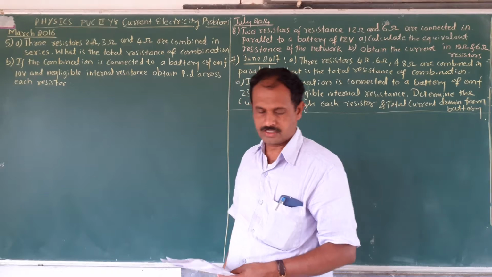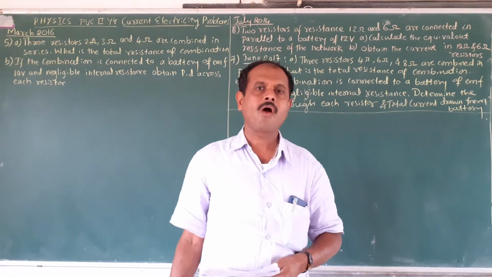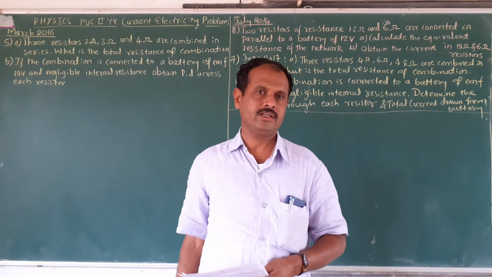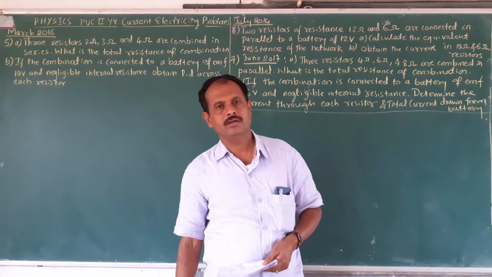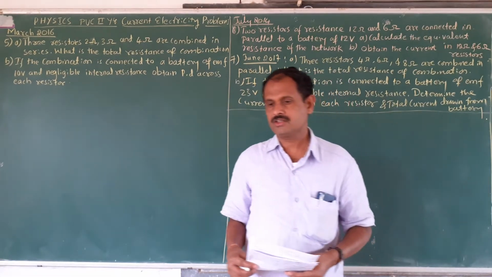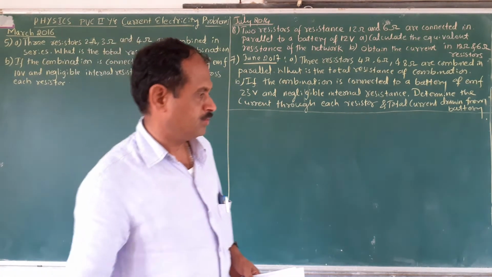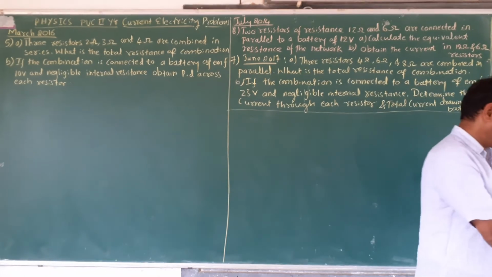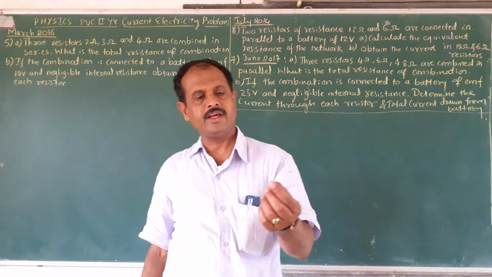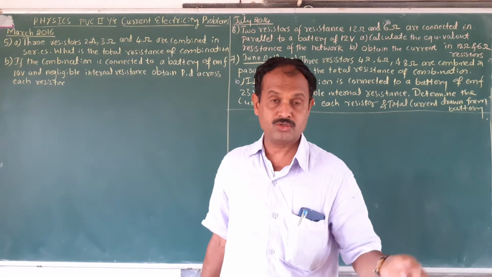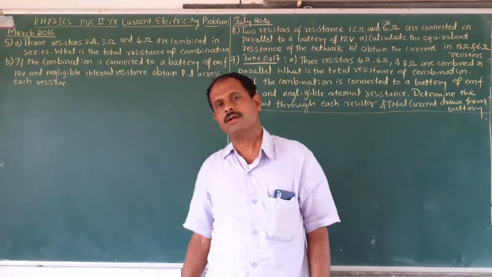Today, I want to discuss three problems on the current electricity chapter, mainly based on resistors. A resistor is a device or component which is used to oppose the current in the circuit. It is a circuit element that, based on its value of resistance, opposes the current.